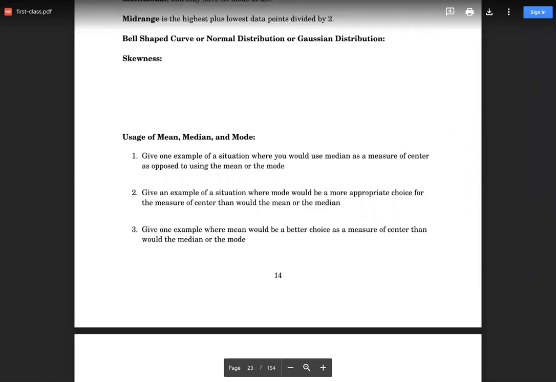Mean, median, mode. Give one example of a situation where you'd use median as a measure of center as opposed to using mean or mode. That would be home prices. Home prices, okay? Or household income.